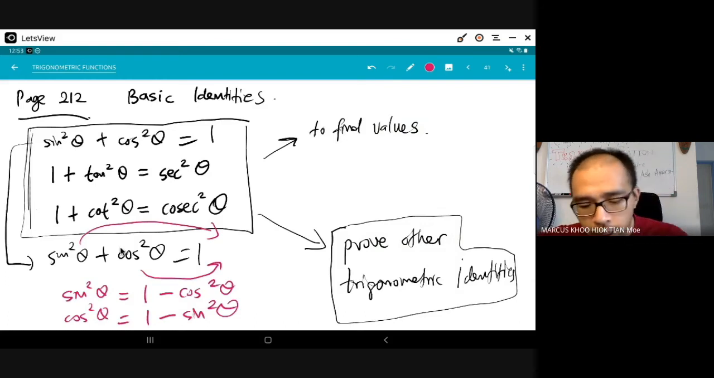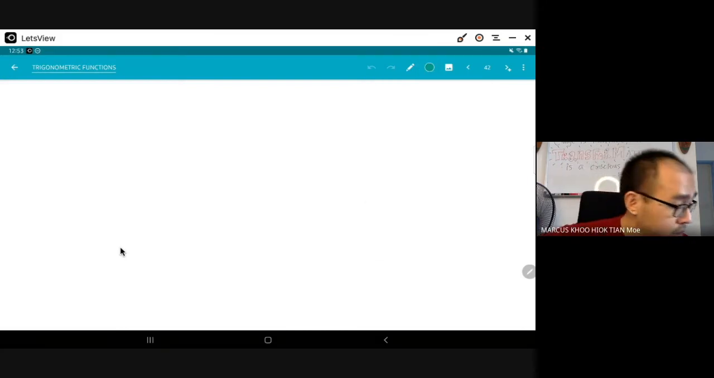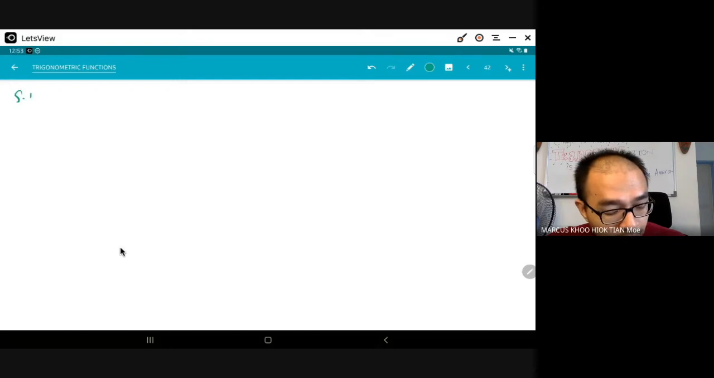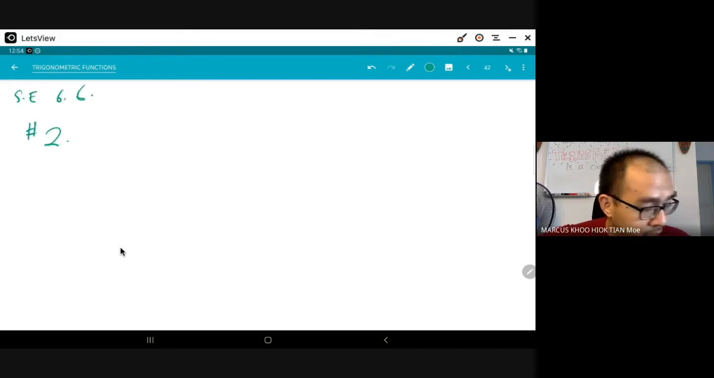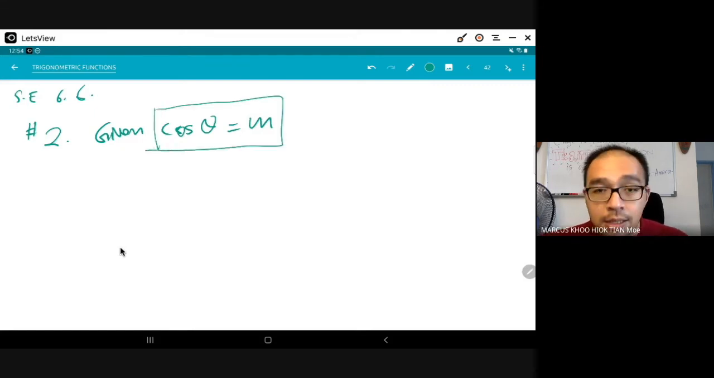Okay, so let's look at one type of question first, which is the finding values question. Take a look at your self exercise 6.6, number 2. You are given cos theta equals to m. Determine the values of the following in terms of m. Hold on. Cos theta equals to m. Now, what did I tell you about this last time? Last time I said that if they give you a certain value like this, the first thing you must do is form the right angle triangle.